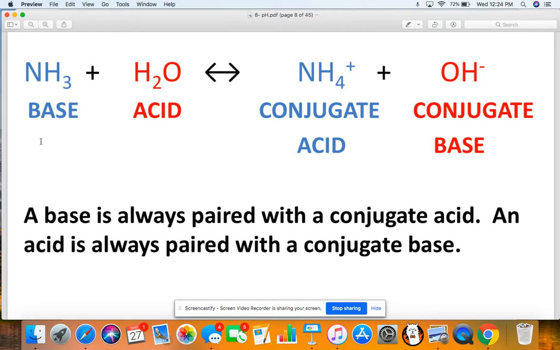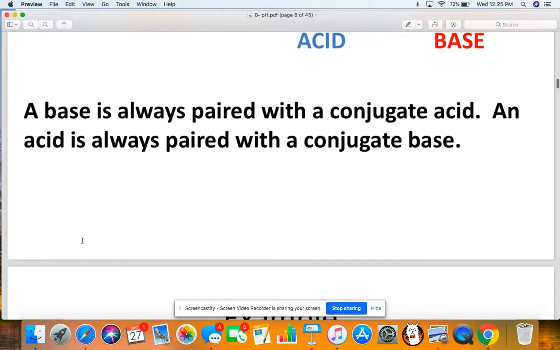The exact same idea applies with bases. Bases always have conjugate acids. So NH3 is a base on this side, and NH4 is a conjugate acid on this side. Same idea if we read this reaction backwards. If we go from NH4 to NH3, NH4 is losing a hydrogen. It's acting as a proton donor. It's acting as an acid. So a base is always paired with a conjugate acid, and an acid is always paired with a conjugate base.